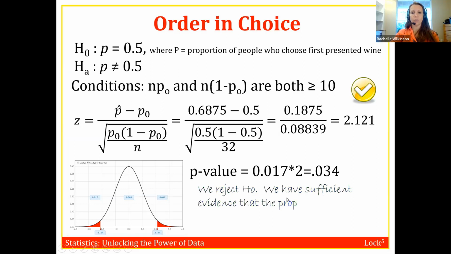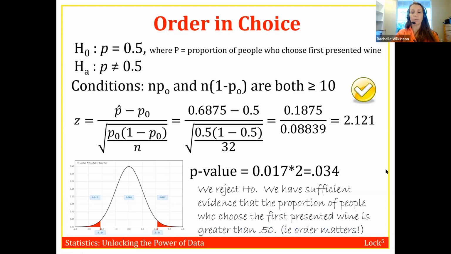This time, we would also reject and conclude that we had sufficient evidence that the proportion of people who chose the first presented wine is greater than 0.5. In other words, the order that you're given it does matter. People tended to like the first one better.